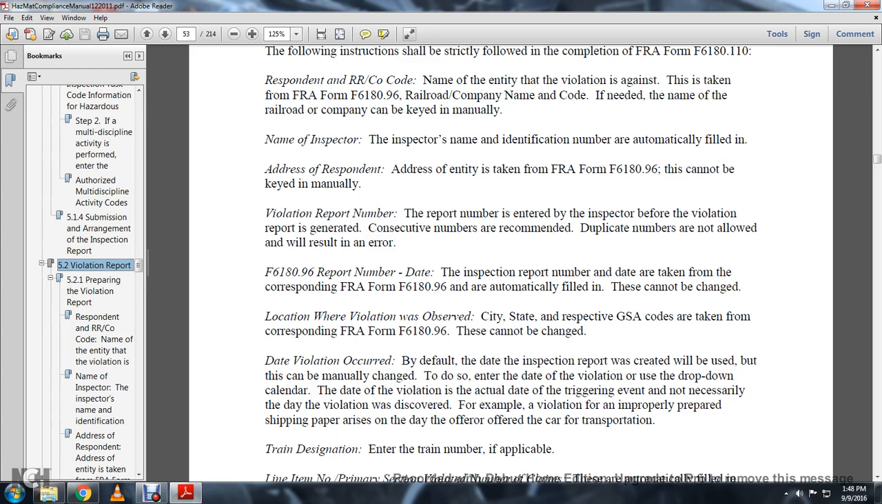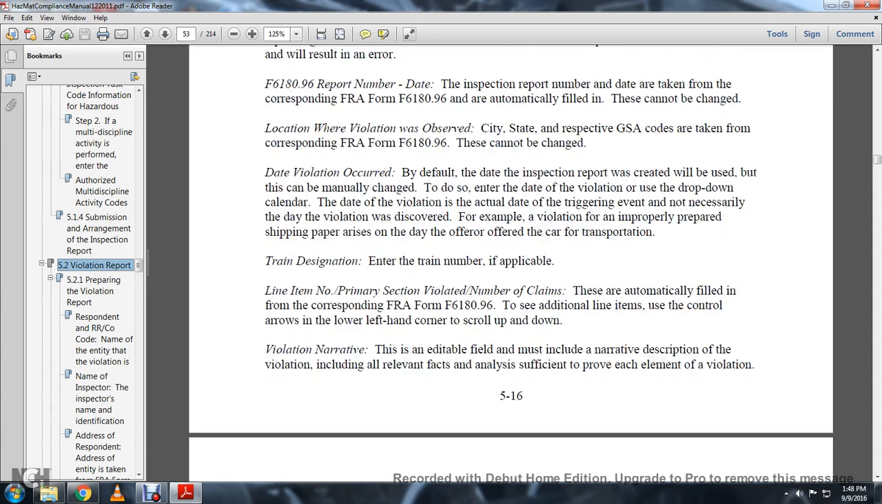The date the violation occurred. By default, the date the inspection was created will be used, but this can be manually changed, and to do so, enter the date of the violation from the drop down calendar. The date of the violation is actually the date of the trigger event, but not necessarily the date the violation was discovered. For example, for improperly prepared shipping papers, the violation occurred on the day the offeror offered the car for transportation.